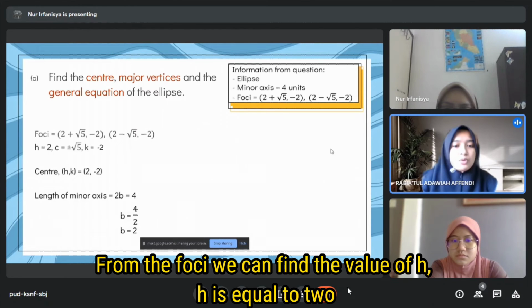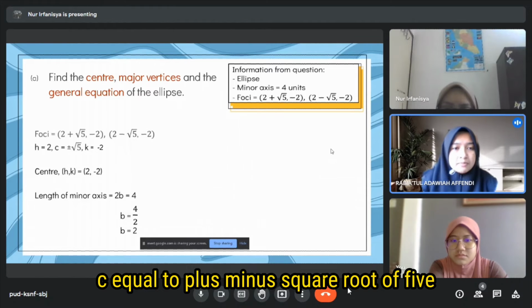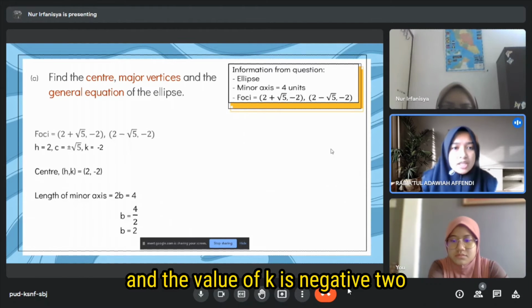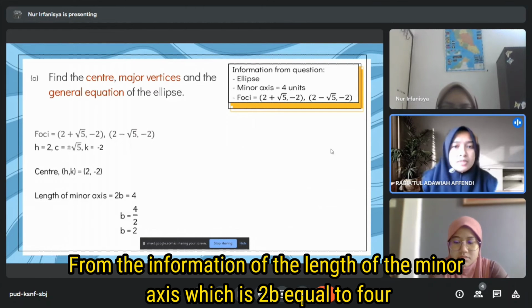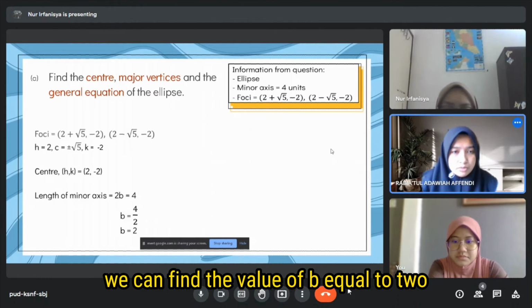So from the 4C, we can find the value of h, which is h equal to 2, c equal to plus minus square root of 5, and the value of k is negative 2. After that, we can find the value of the center, which is h and k. The value of h and k is 2, negative 2. And next, from the length of the minor axis, which is 2b equals 4, we can find the value of b, which is equal to 2.